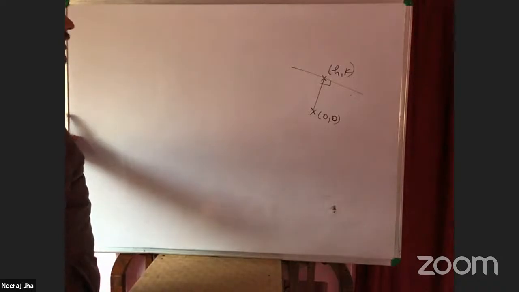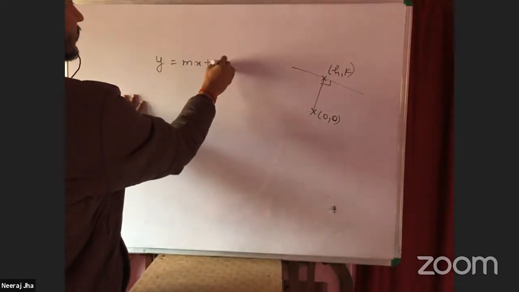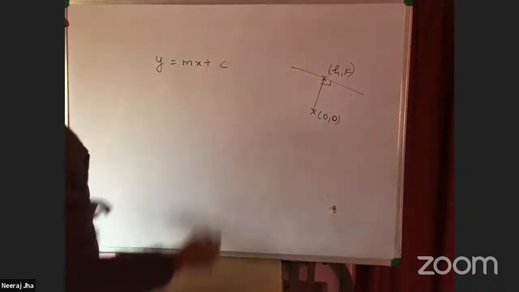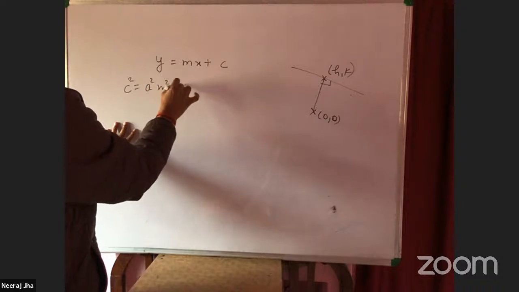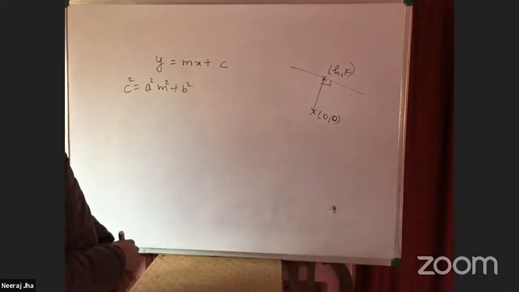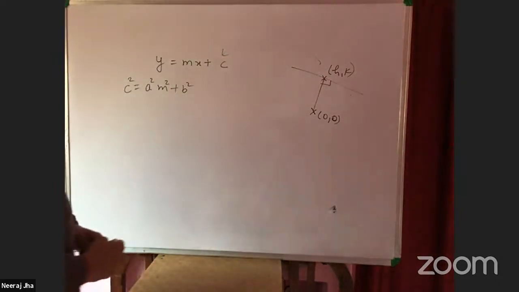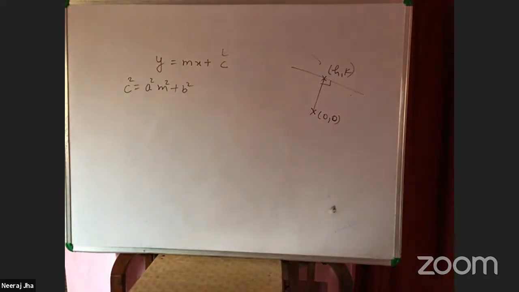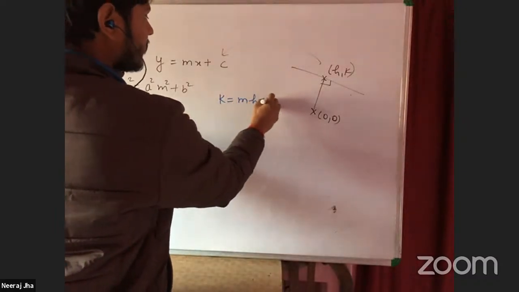One more way to do it. You can write the equation using y is equal to mx plus c. This is a tangent to an ellipse for which c square is equal to a square m square plus b square. First of all, please tell me, h comma k will satisfy it. Yes, sir, h comma k is going to satisfy it. So I will put k is equal to mh plus c.